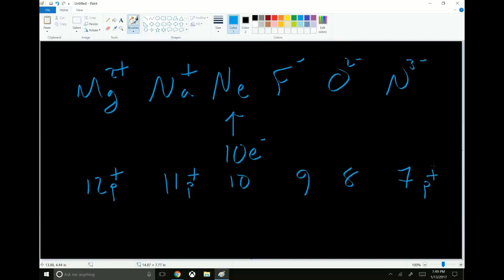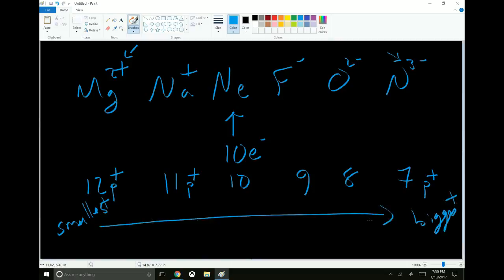Okay? So the more protons you have, the harder you can pull on the electrons around you. Okay? Another way of looking at it is these guys are positive ions, these guys are negative ions. Positive ions are getting smaller, negative ions are getting bigger. Okay? So this is the smallest ion of that series, and this is the biggest. Okay? So there you go.